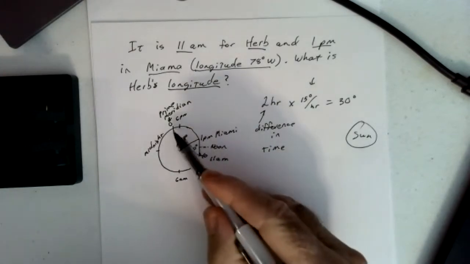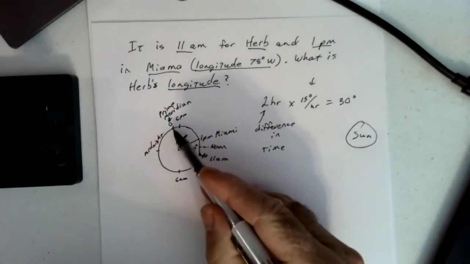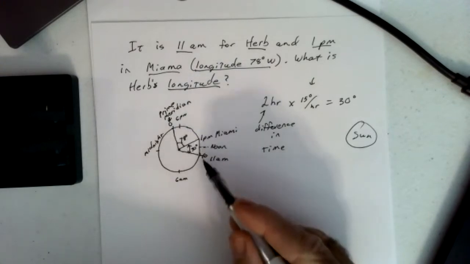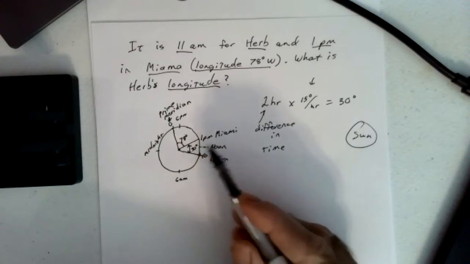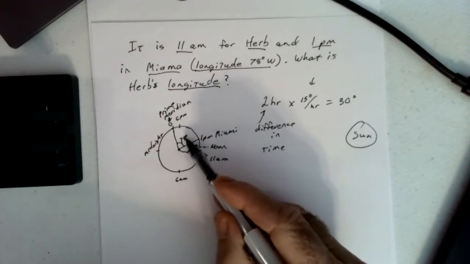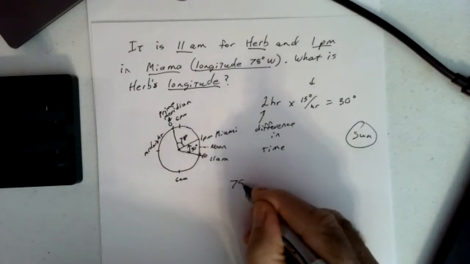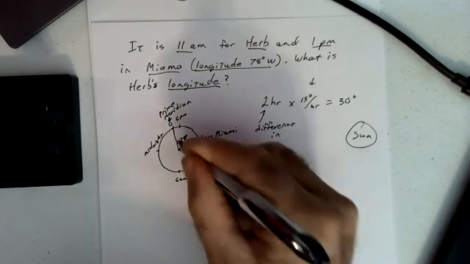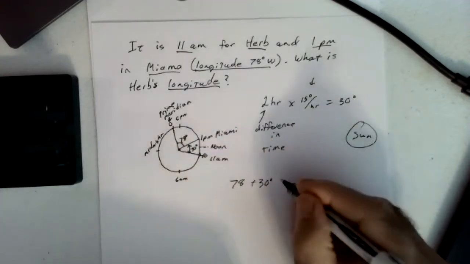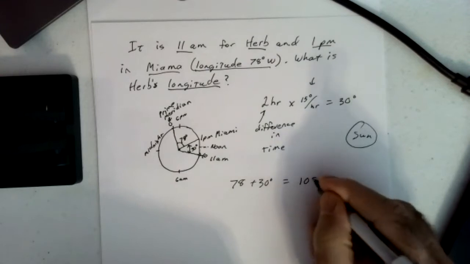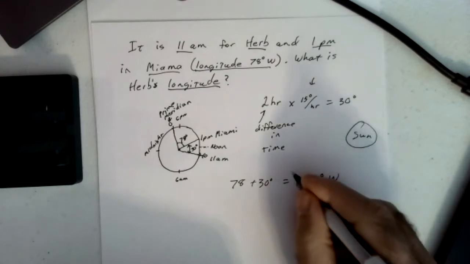And then, if the prime meridian is here, we need to know how far it is from the prime meridian all the way to Herb. Well, if we just look at this, it's just going to be 78 degrees plus 30 degrees to give us that whole angle. Or the answer is 108 degrees west.